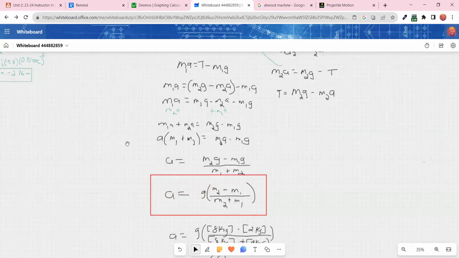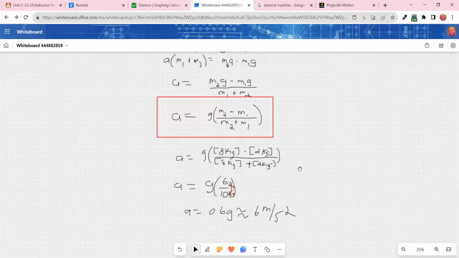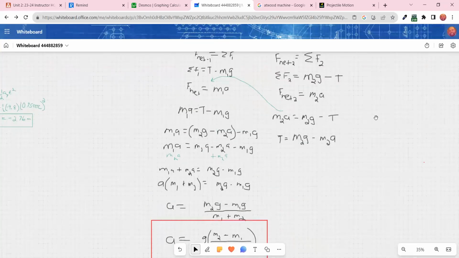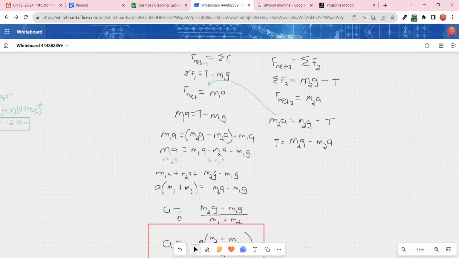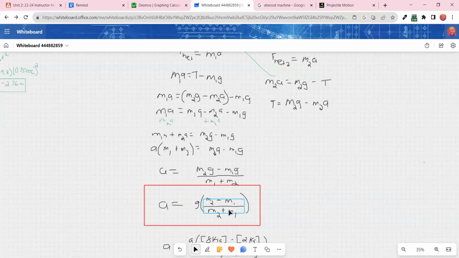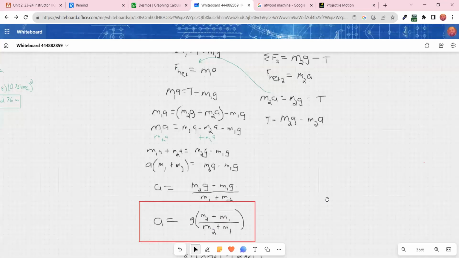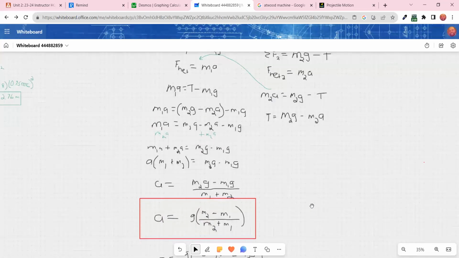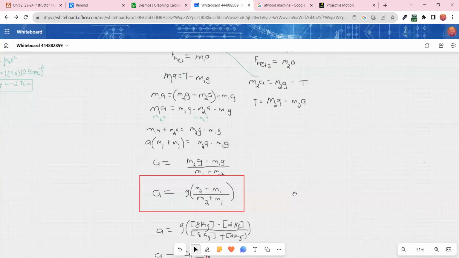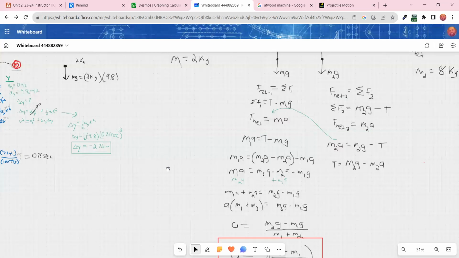Also, if I wanted to figure out what the tension was, what would I do? I would have to use this equation right here. So I would solve for acceleration, and I would plug acceleration back into this equation up here. Got it? Yes. All right. Good stuff.